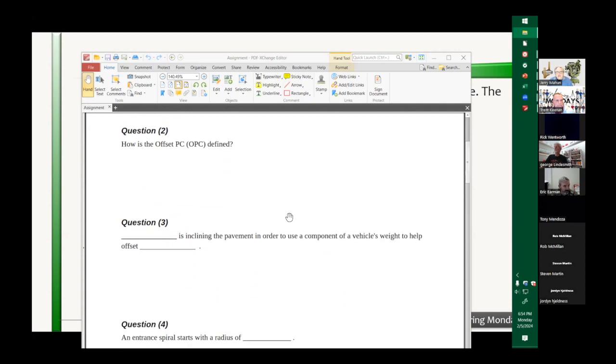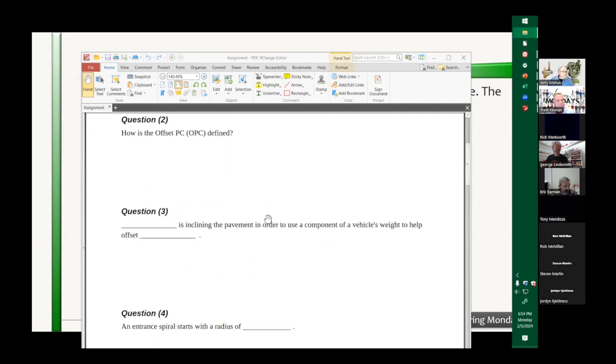How's the offset PC defined? Remember what that was? The distance from the tangent line to the point where the radius of the circular arc is parallel to the radial line of the tangent spiral. Yeah, okay. You can also think about it as when we push that curve to the inside so we can fit the spirals in there, the PC has to get shoved in that perpendicular distance in order to make that spiral. So the longer the spiral is, the further that distance is.